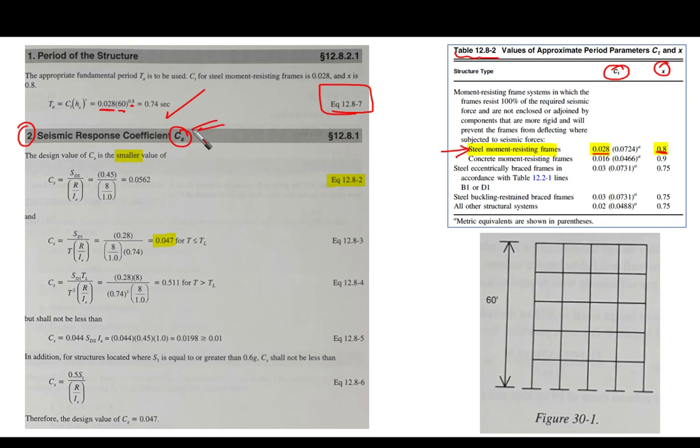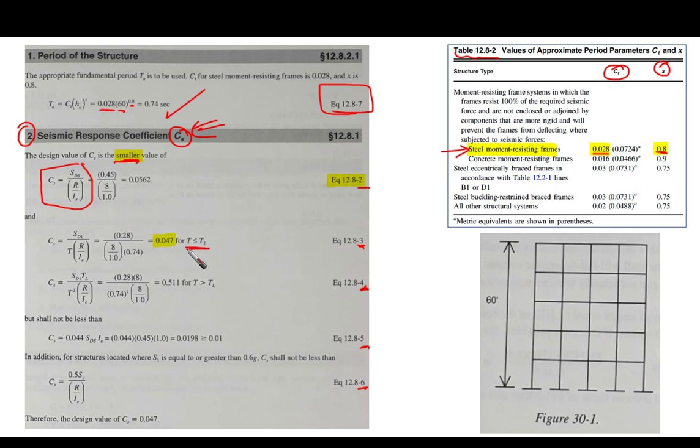Now let's go to the second requirement, which is the seismic response coefficient, CS, which is our main target for today's video. First of all, as we said, we have five equations, Equations 2, 3, 4, 5, and 6, right? We need to check all of them. We are dealing with CS to be the smaller of this one, which is Equation 2, and it should not be less than these two, do you remember? Which are Equations 3 and 4. This is the general one, and here we have two limits based on T, whether it is less than or equal to TL or T larger than TL.